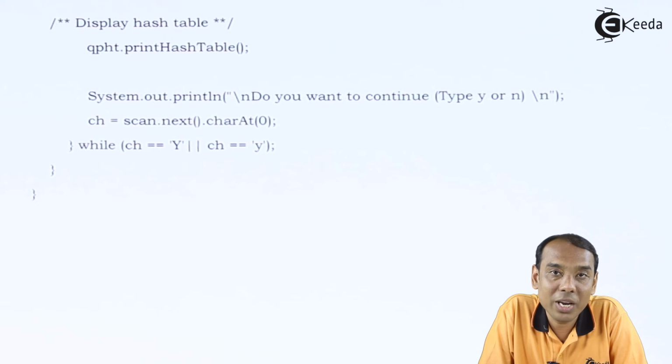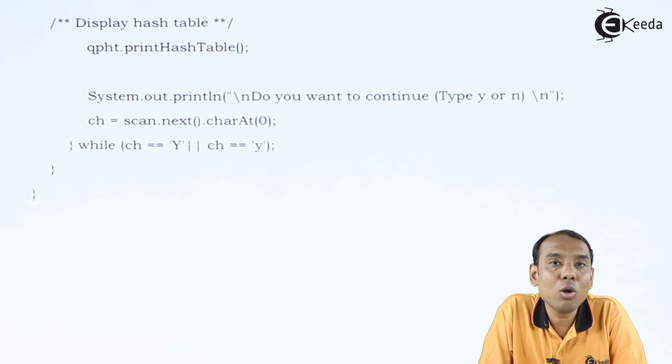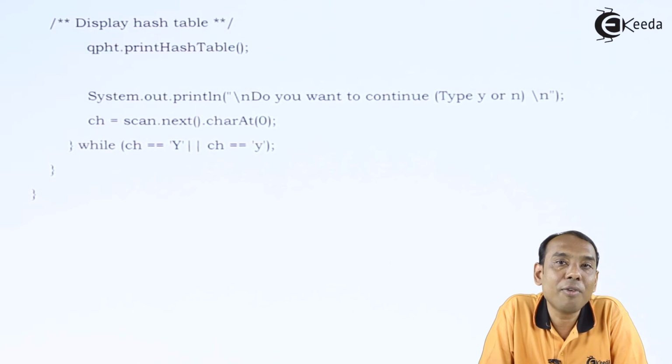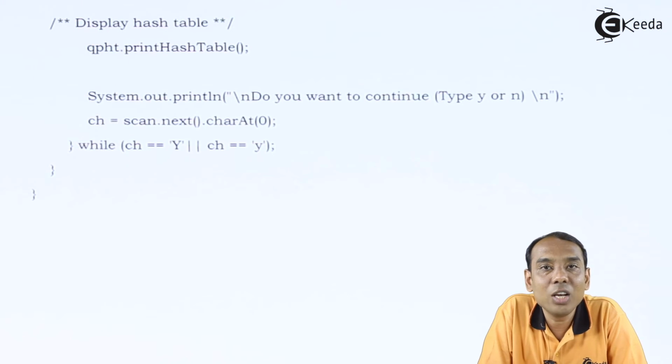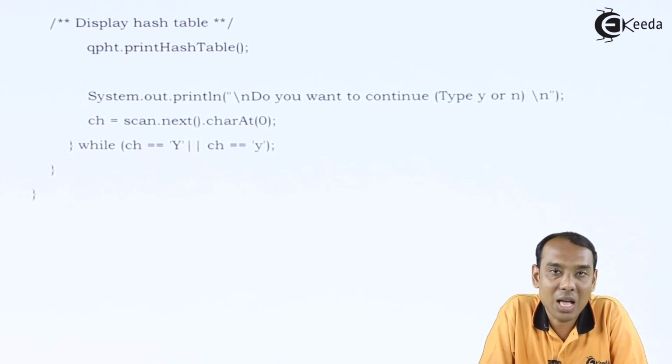For this set of operations, we have to get the value from the user. We have already defined a variable called ch of the type char. Before going for this, we also need to display the hash table. We have created the object of the quadratic probing hash table class named QPHT. Based on this object we need to call the particular function in which we have written the logic to display the hash table.